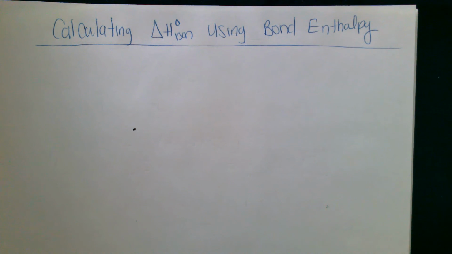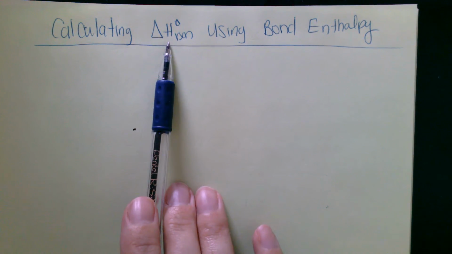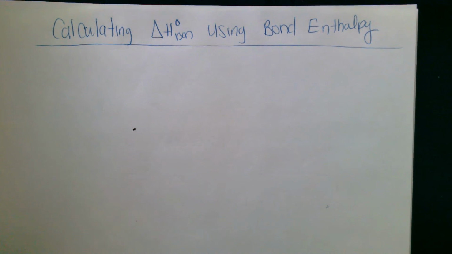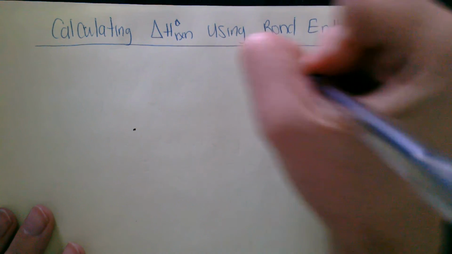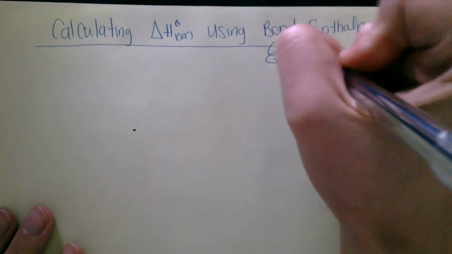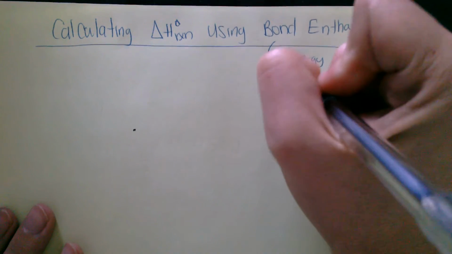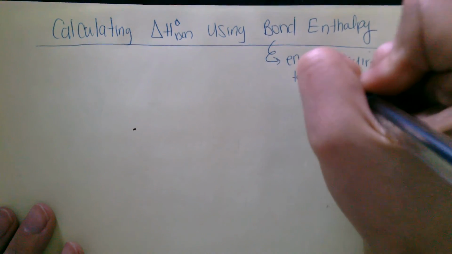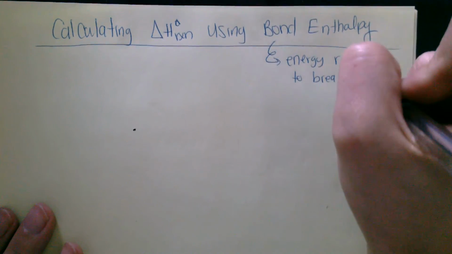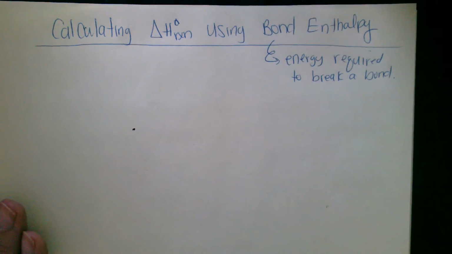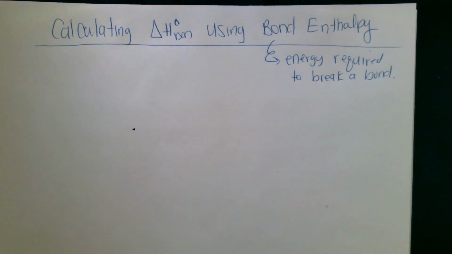So our last way we're going to look at calculating the reaction enthalpy is by using what's called bond enthalpy. So bond enthalpy is the energy required to break a bond. Okay, so the energy we need to put into a chemical bond to break it.